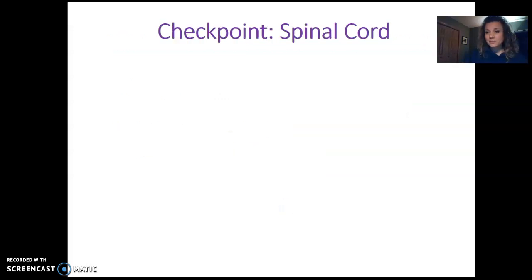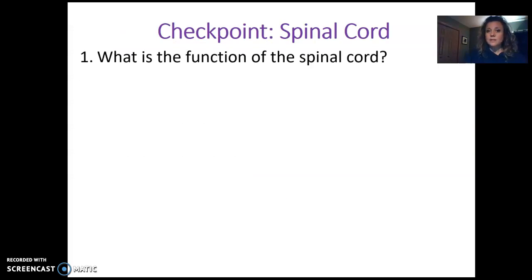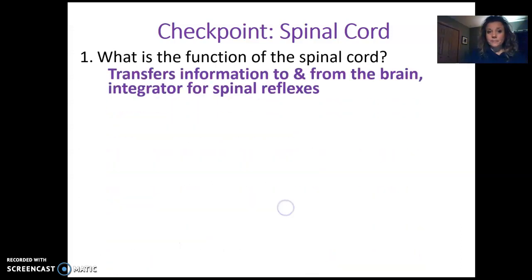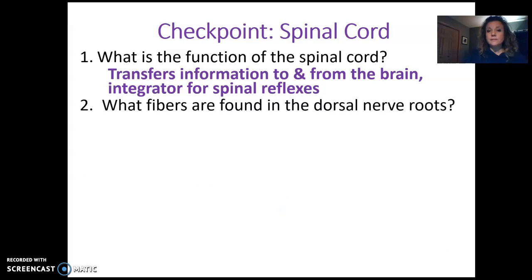All right, here are some checkpoint questions. Number 1, what is the function of the spinal cord? You're going to transfer information to and from the brain, and it's going to act as an integrator for spinal reflexes. Number 2, what fibers are found in the dorsal nerve roots? Since information is entering the spinal cord through the back, this is going to be sensory information.